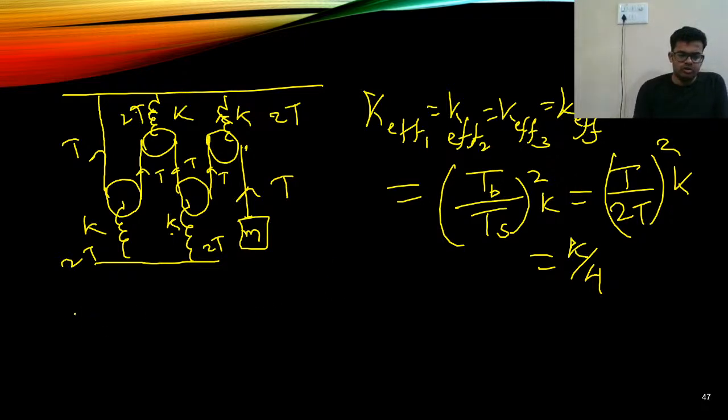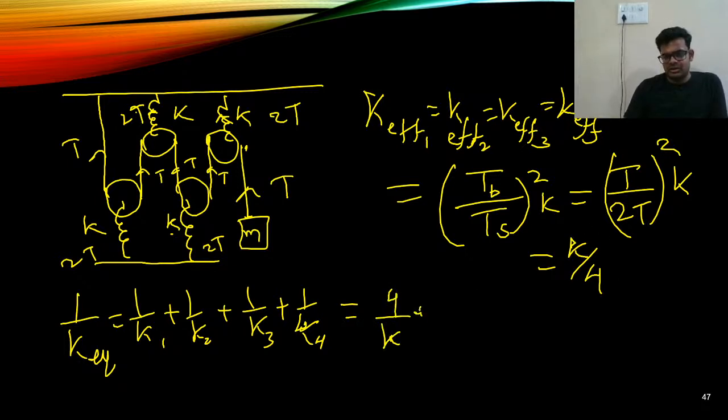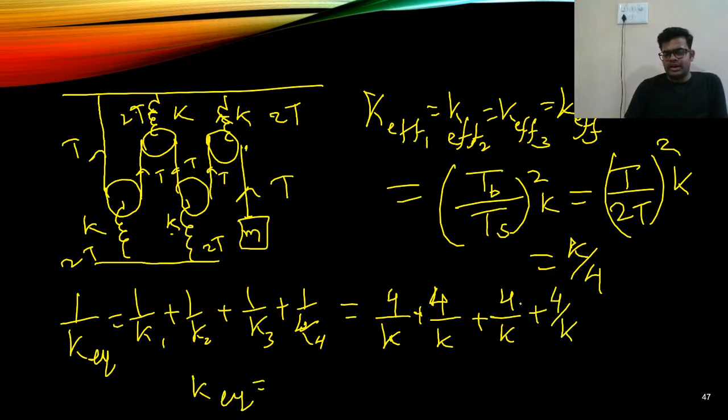Now let us find, these are all in series, right? I told you you have to assume it. Assume these all springs in series. So 1 by K equivalent is equal to 1 by K1 plus 1 by K2 plus 1 by K3 plus 1 by K4. These are four springs. So I will write K by 4 for each. Now the reciprocal terms are 4 by K plus 4 by K plus 4 by K plus 4 by K, so 4, 8, 12, 16. So K equivalent is K by 16.